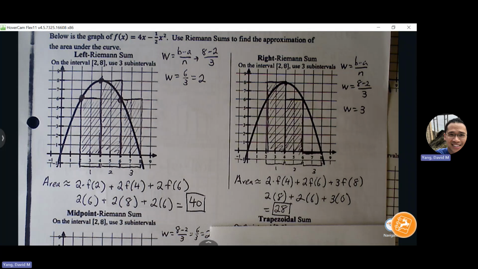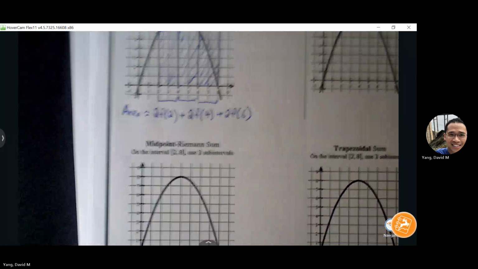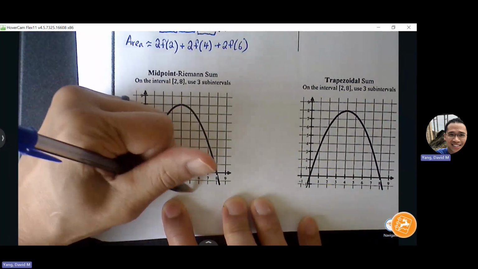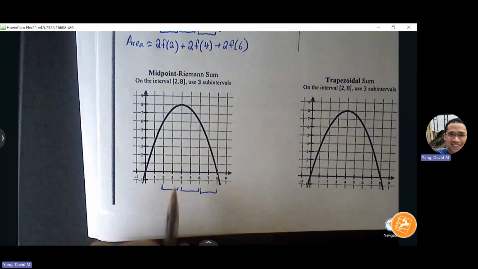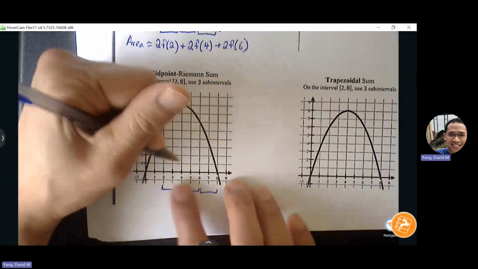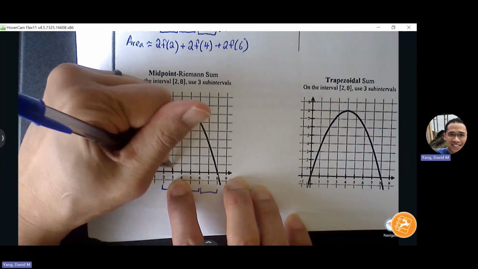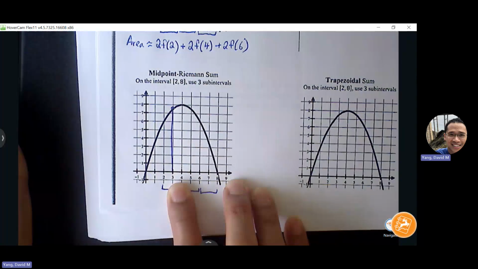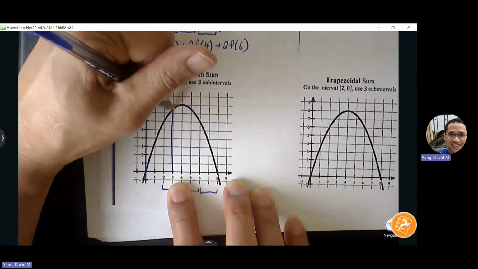Okay, everybody good with left and right Riemann sums? Now midpoint, let me show you the process for midpoint. Same subintervals, right? From 2 to 4, from 4 to 6, and from 6 to 8. Now we're going to use the midpoint of the subinterval, which is what? Between 2 and 4, we're going to choose 3. So you're going to use 3, draw a vertical line starting with 3, go to the graph, and let that be the height of your first rectangle.